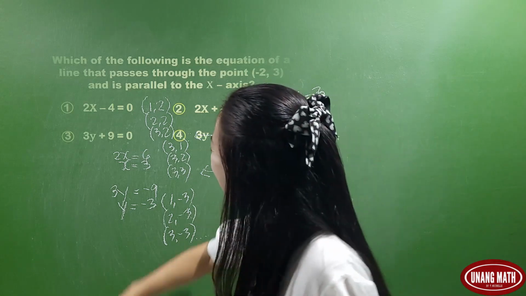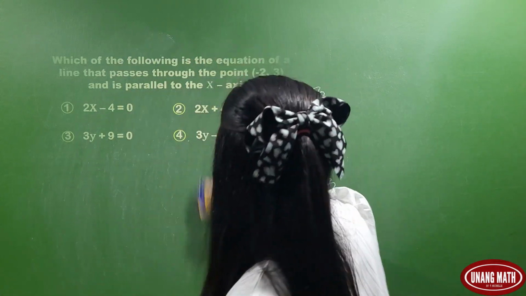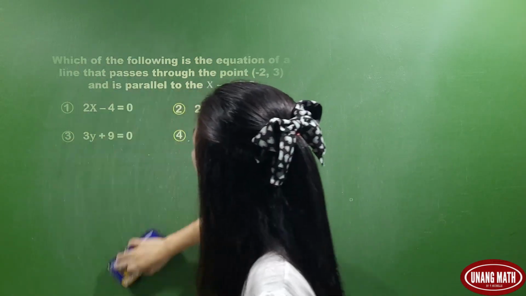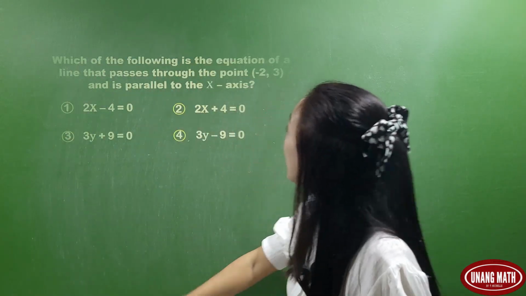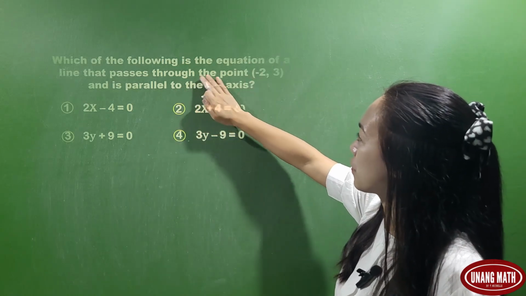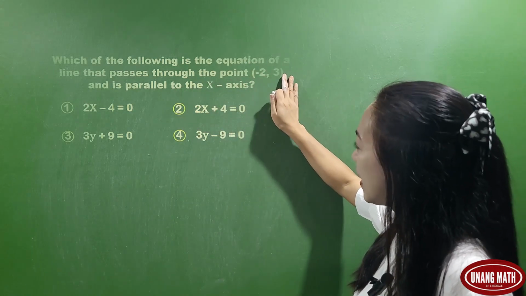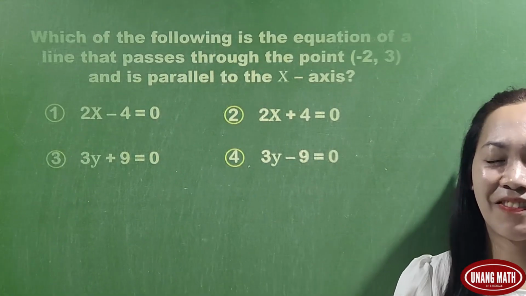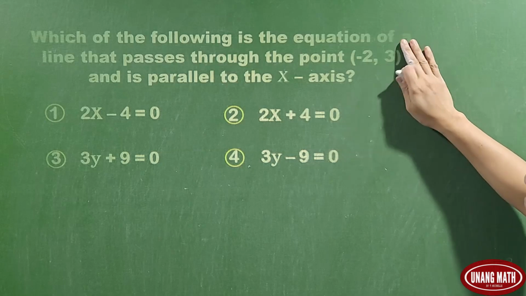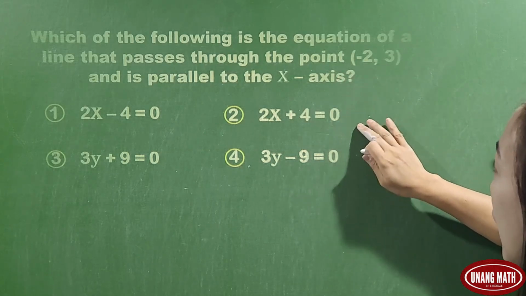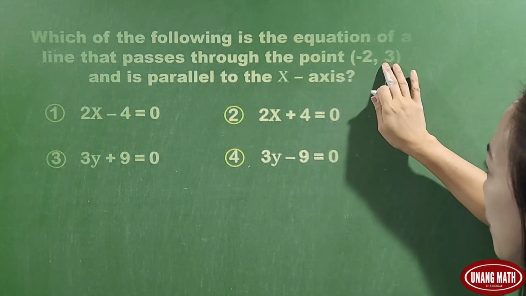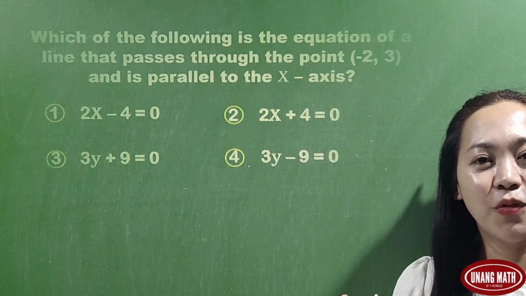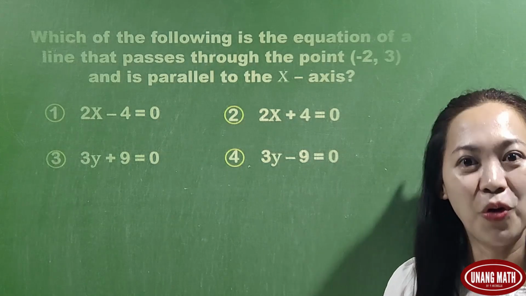Okay, this time, let's answer the following problems. This is our first simple problem. Which of the following is the equation of the line that passes through the point (-2, 3) and is parallel to the x-axis? Okay, in order for us to find which equation passes through this point and is parallel to the x-axis, it's easier if we are going to draw first.